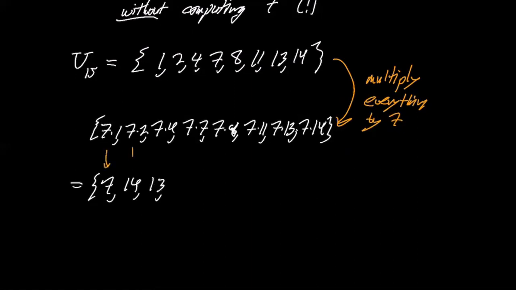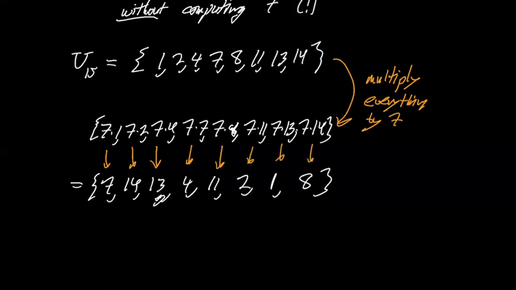So I'm just computing each of these mod 15. 7 times 7 is 49, which is 4, because it's 4 more than 45. 56 is 11. 77 is 2, 2 more than 75. 91 is 1. 7 times 13 is 91. And 98 is 8. If I just compute all these and reduce them mod 15, then these are the numbers we get. And look, this is actually exactly U15 again.